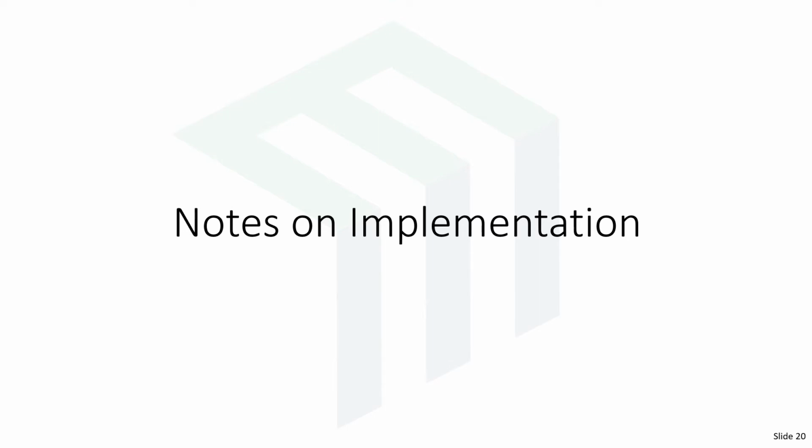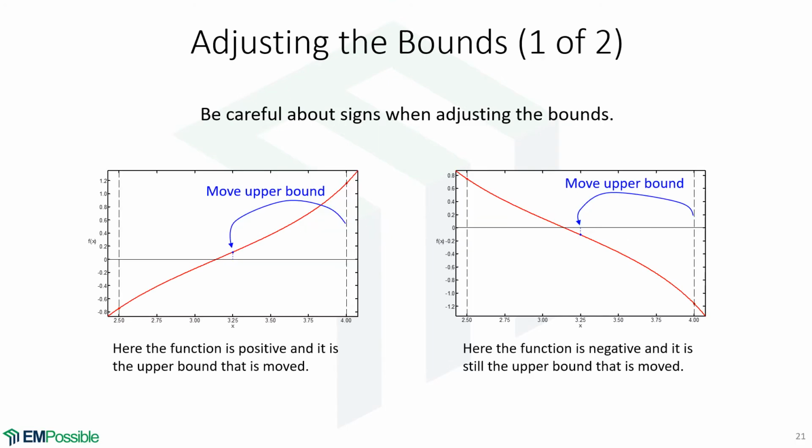Notes on implementation. Let's think a bit about adjusting the bounds. I said when we were going through this that I admitted there's a little bit more to it. Let's think about that. We said if the function value is positive, that has to mean that the root is to the left of that guess.